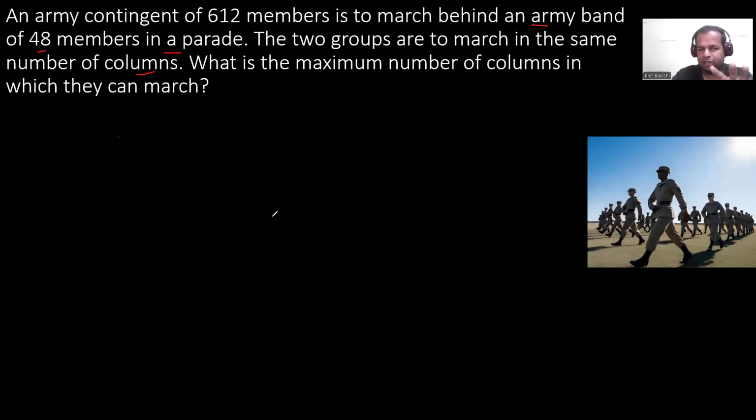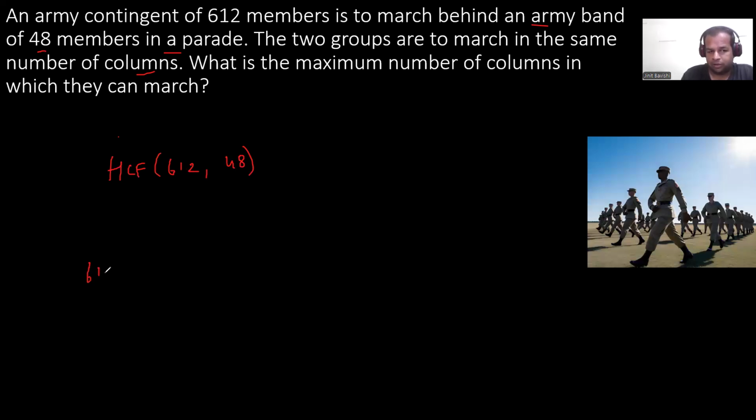But in this case, it's pretty straightforward because the number of people in both the contingents, the band and the army contingents of the parade, are fixed. So when it's a fixed quantity, it's more or less always a question of HCF. You can find out the HCF of the two numbers, and that would be the answer for the question. Okay. So in this case, same thing happens. We have to find out the HCF of 612 and 48. We'll start by finding the factors first.